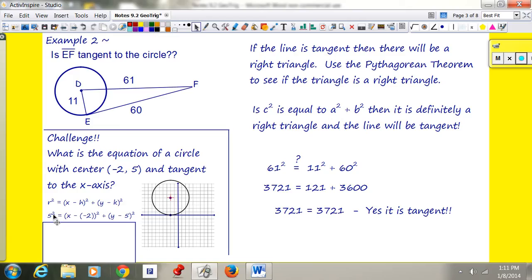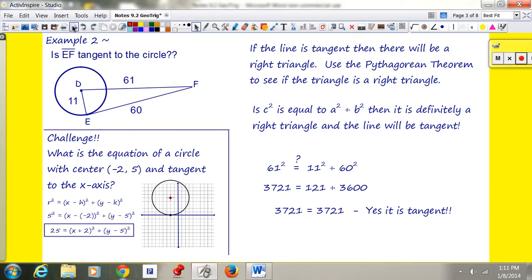So 5 squared equals x minus h squared plus y minus k squared. We know h is negative 2 and k is 5. Plug those in. So my equation of my circle is 25 equals x plus 2 squared plus y minus 5 squared. That's the equation of the circle. Hopefully that's what you got.